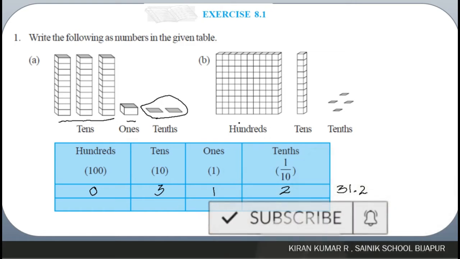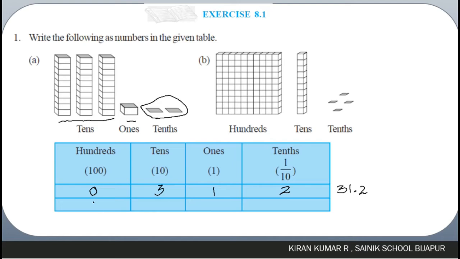In the second one, how many hundreds are there? There is 1 hundred, 1 tens, and how many tenths are there? There are 4 tenths. Sorry, there are no ones. So here this is 0. No ones are present. And how many tenths are present? There are 4 tenths. So this number is 110.4. These are the decimal numbers which are represented here diagrammatically.